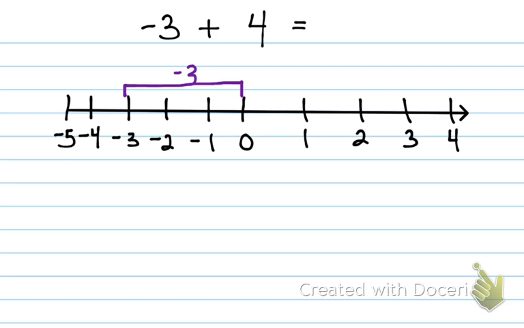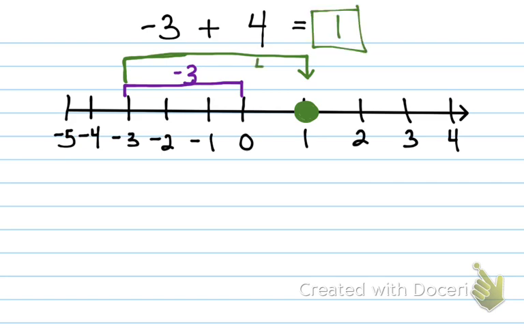And now where do I go? Do I go right 4 or do I go left 4 more? Right. I go right 4 now. Why? Because 4 is positive. So now I go right 4 units and I land on 1. So that is my answer.